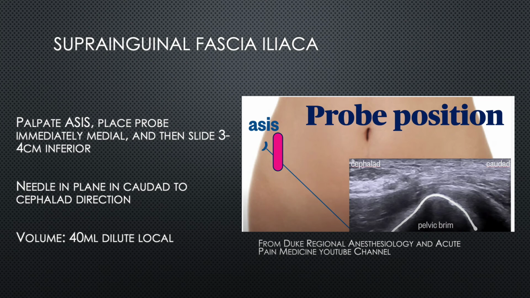So this block is performed by placing the ultrasound probe medial to the ASIS and then sliding 3 to 4 centimeters in an inferior diagonal direction. The fascia iliaca is located between the deep circumflex arteries, which are in here, and the iliacus muscle, which is over here. And this is the fascia iliaca.